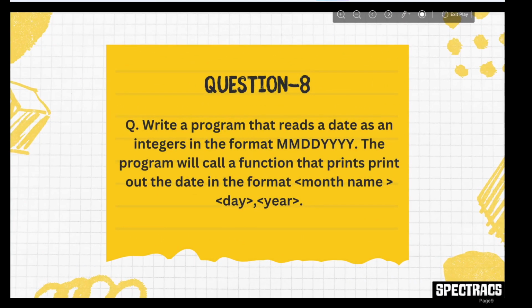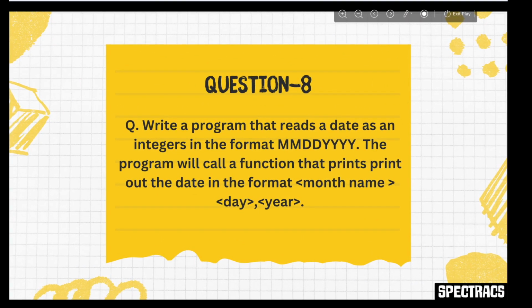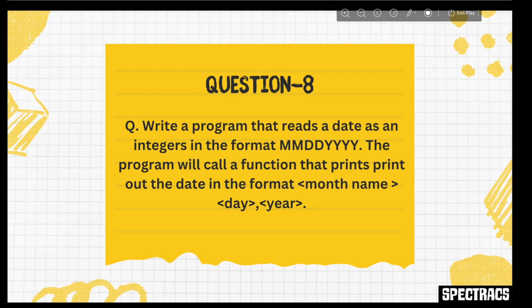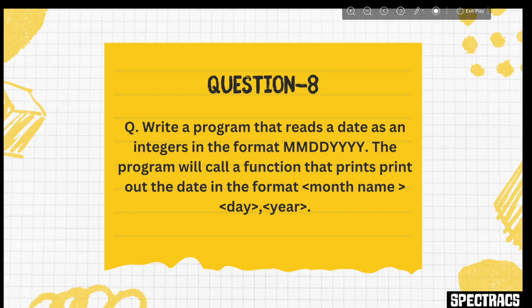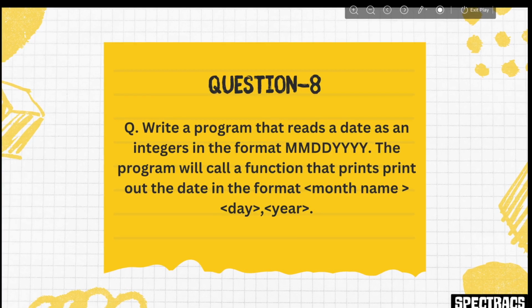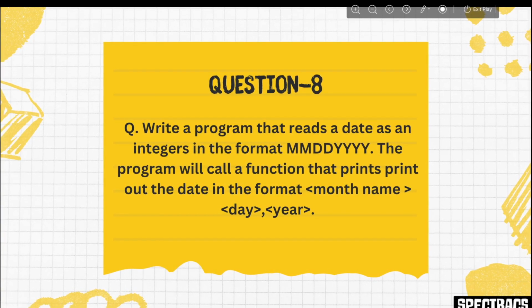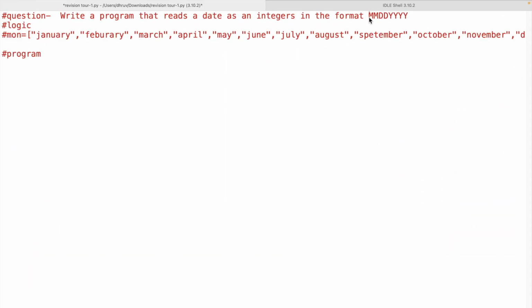Let's say write a program that reads a date as integers in the format month, day, and year. The program will call the function that prints out the date in the format month name, day, and year. Enter the date in month, day, year. Then we have to display it in the form of month name, day, and year. So let's see how to do that.